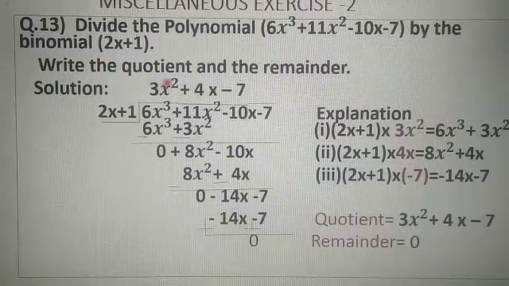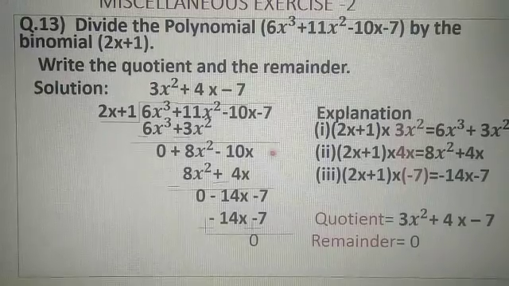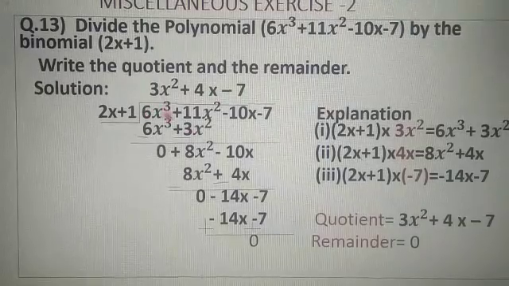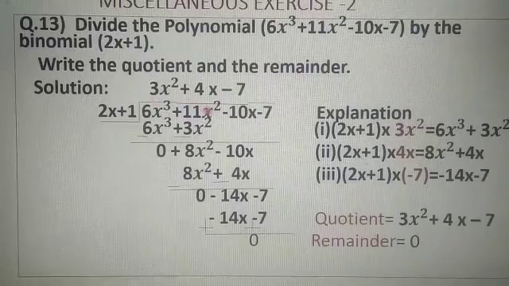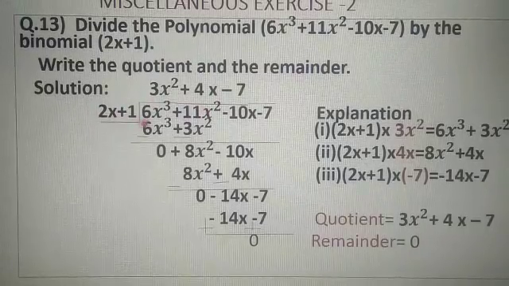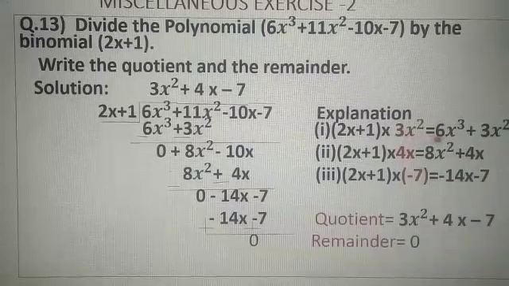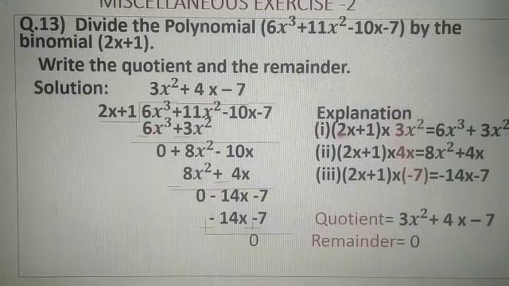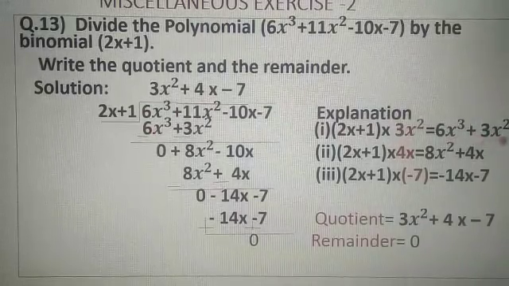So first we will write down the quotient and the remainder here at last. First we will write the polynomial in descending order. So 6x cube plus 11x square minus 10x minus 7, it is already in descending order. Then 2x plus 1. Now 2x plus 1 is multiplied by which term to get 6x cube? So we will multiply this 2x plus 1 by 3x square. So we get 6x cube plus 3x square.